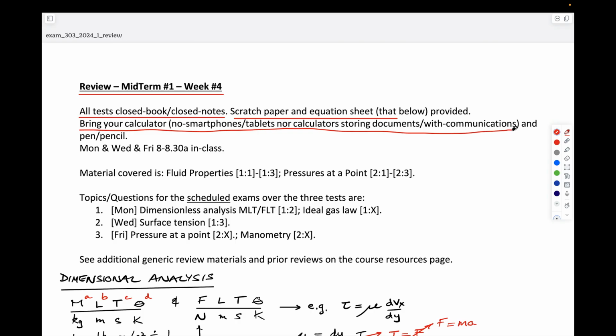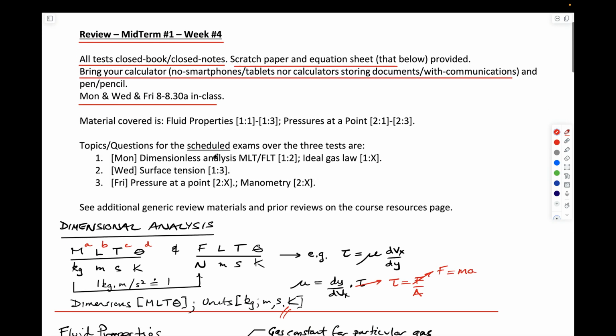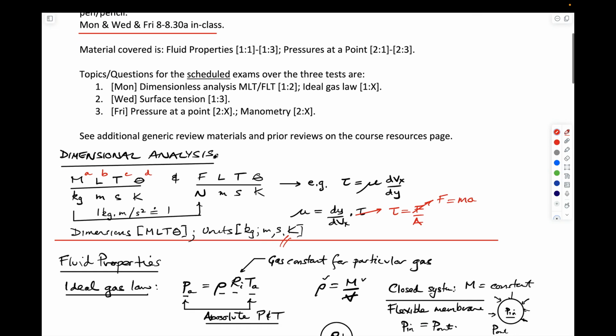Shouldn't be any wireless communications in the calculator. Don't know if that exists or not, and you can't store documents. Bring a pen and pencil, or pen or pencil, and the tests themselves are 8 to 8:30 Monday and Wednesday and Friday in class in the 4th week, as marked on the syllabus. So we'll talk about it in class, no doubt, as we get close to the time.